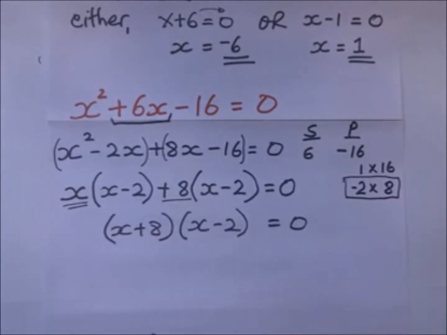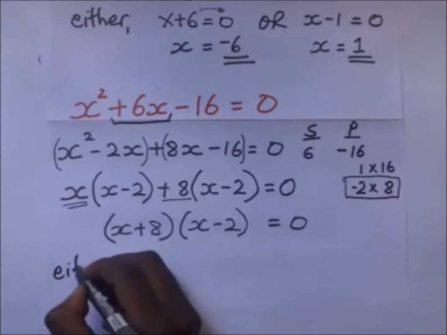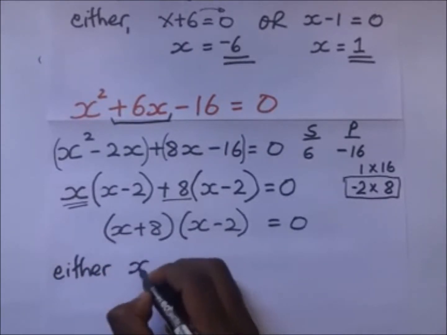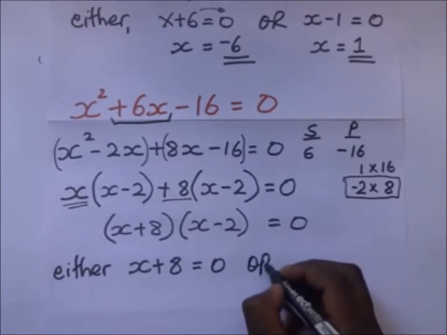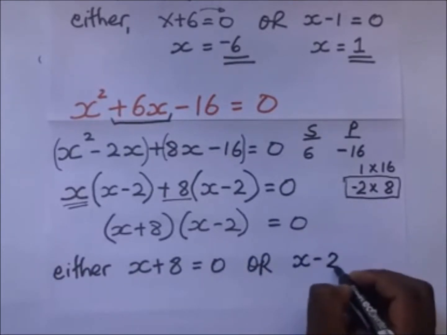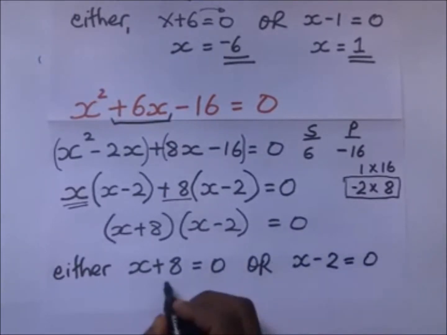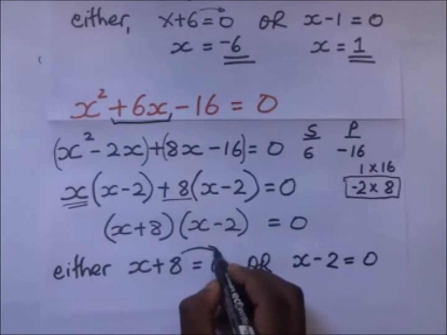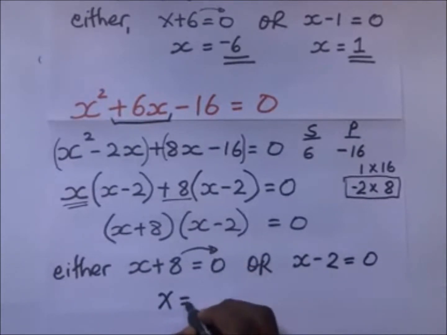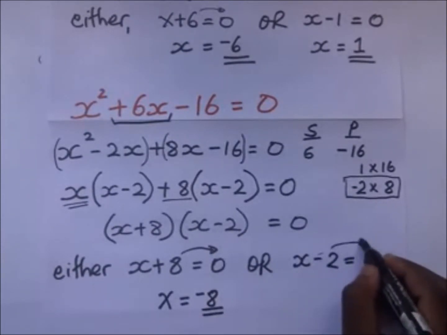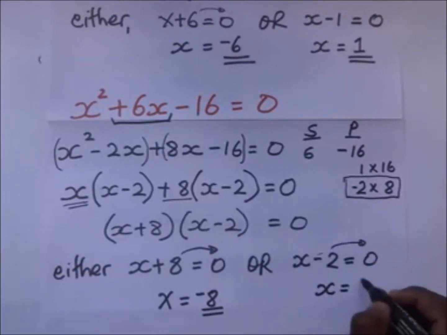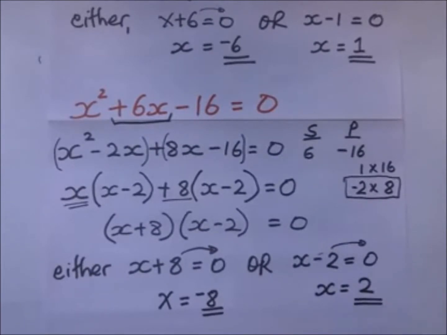So to get the two values of x, we shall say either x plus 8 is equal to 0, or x minus 2 is equal to 0. And definitely here, when 8 crosses the equal sign, x is going to give us negative 8. And here, when this negative 2 comes that side, we have x as 2 as our answer.